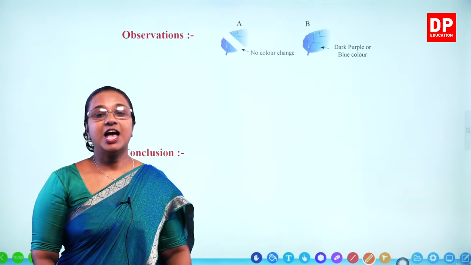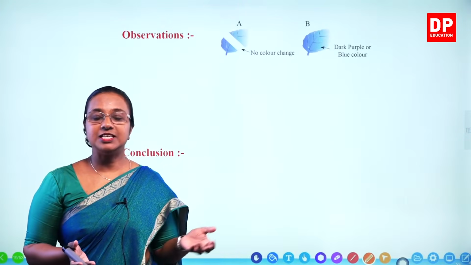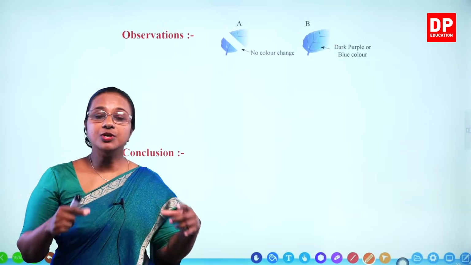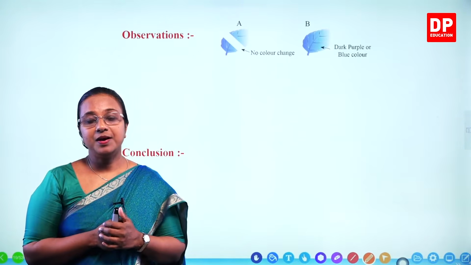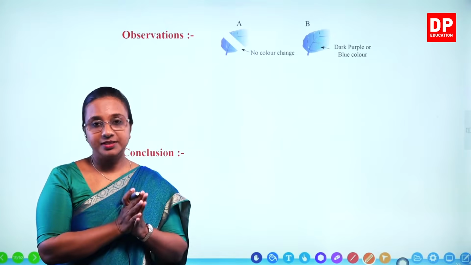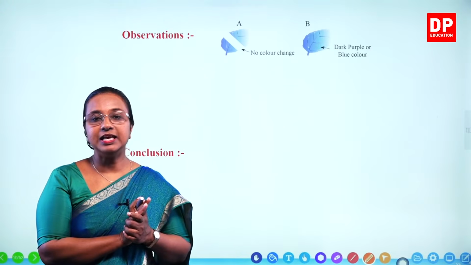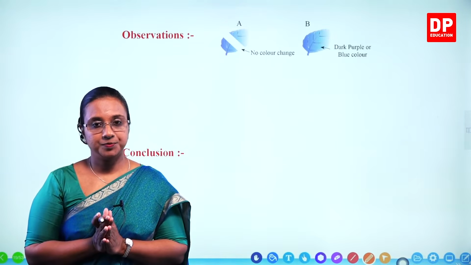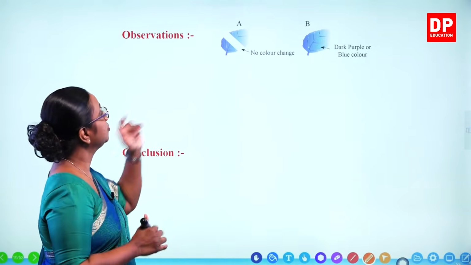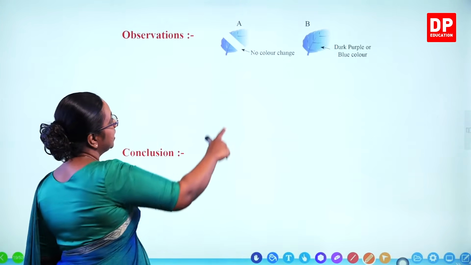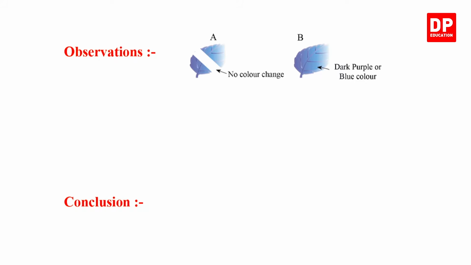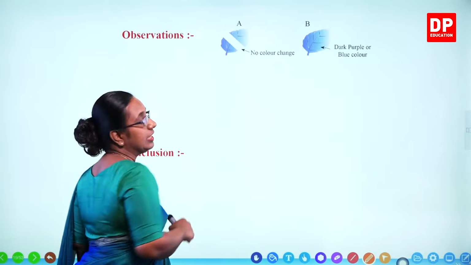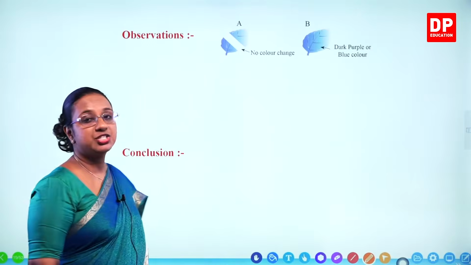Okay, students. Now that you saw the activity in the lab, you saw what happens to the leaf. Because I could not put the tape, I used a black color polythene bag to cover one leaf completely and a transparent polythene bag to cover the second leaf completely. But if we had done it using tapes, then you would have seen that there was no color change in this, but in my activity, there was no color change for leaf A, but there was color change in leaf B.